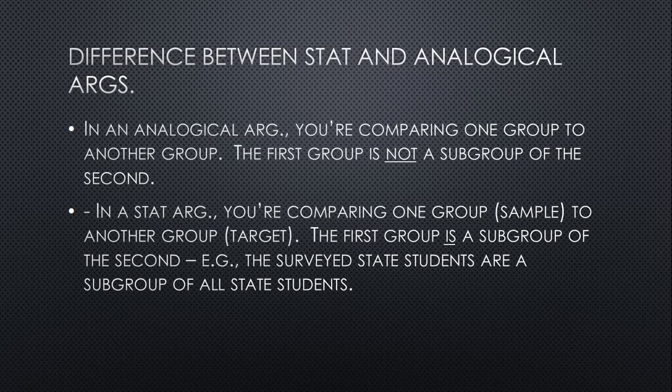However, in a statistical argument, you're comparing one group, let's say the sample, to another group, which is the target. For a statistical argument, the first group is a subgroup of the second. For example, the 1,000 surveyed state students are a subgroup of all state students in our previous example. So you can think that in statistical arguments, one of the two groups being examined is a subset of the other group. Meanwhile, for analogical arguments, the two groups are distinct.